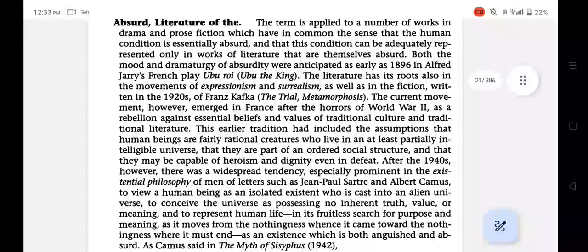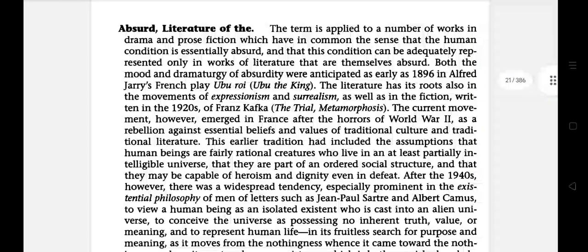Hello everyone. In this session, I am going to discuss literary terms starting with letter A. Our first literary term is absurd literature.